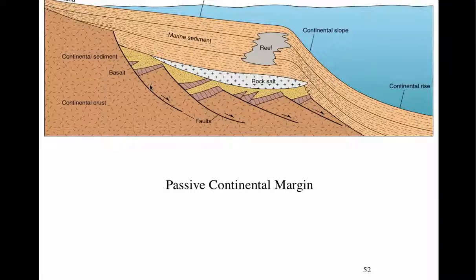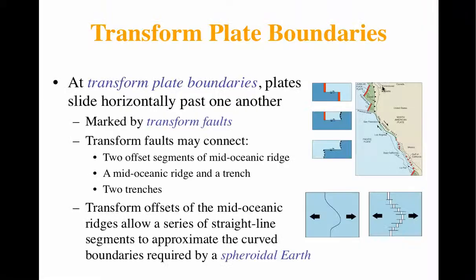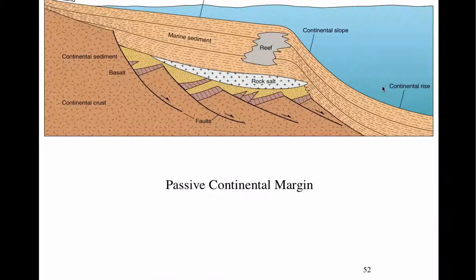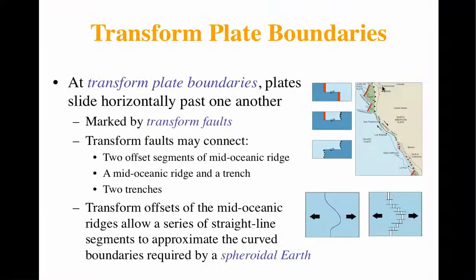Now, on a passive continental margin where you don't have the leading edge with all the earthquakes, you get huge amounts of marine sediment. You may get covered reefs. You can get rock salt under there and lots of faults where this stuff has slid down. Remember this from the ocean chapter? Here's the margins with the shelf, the slope, and the rise. You don't see this on the active plates or on the active margins.